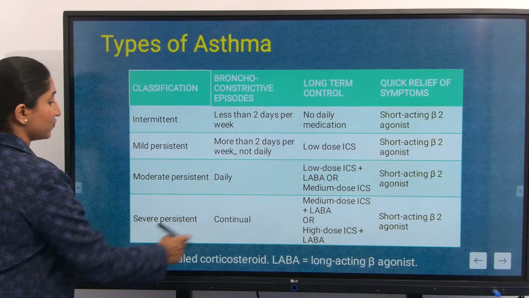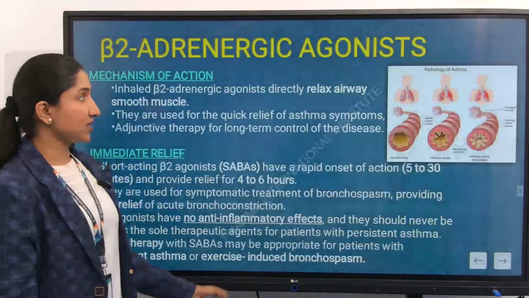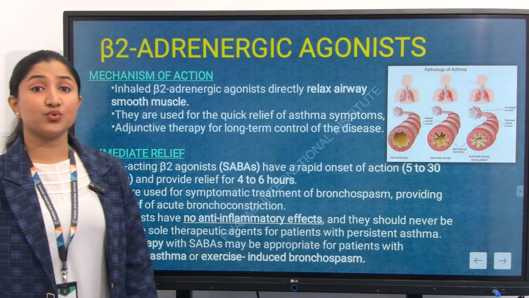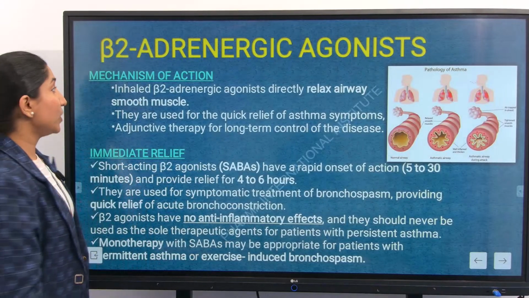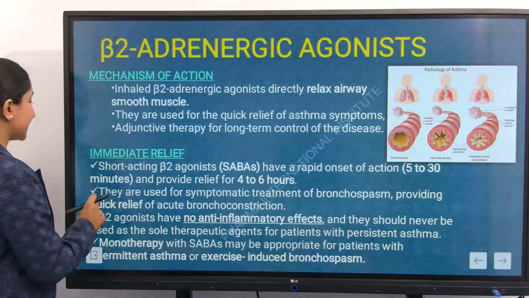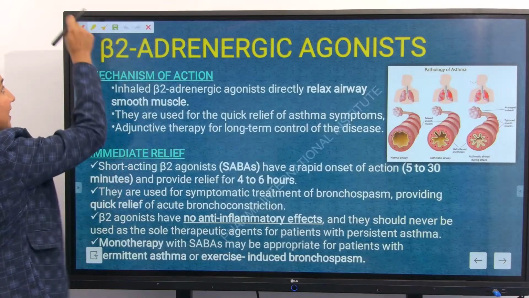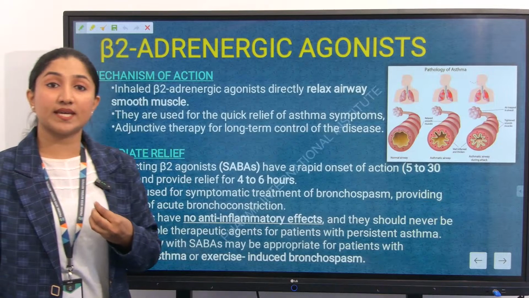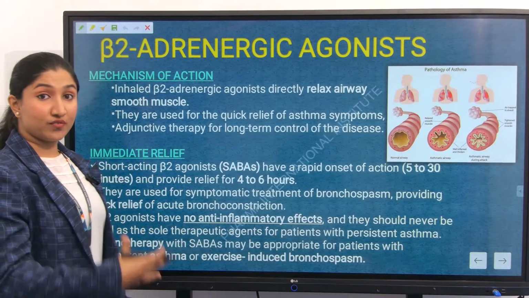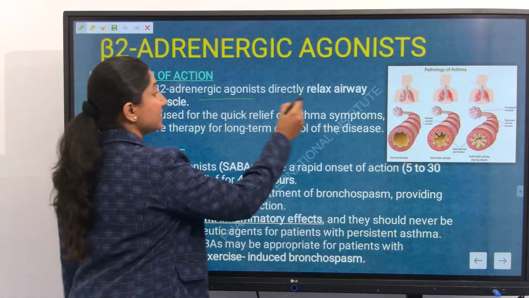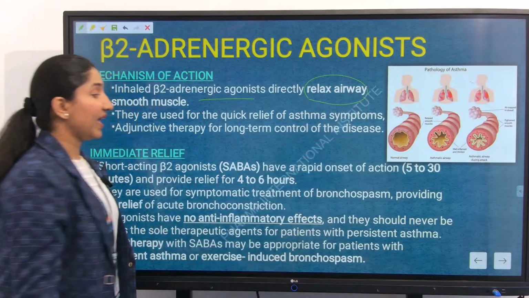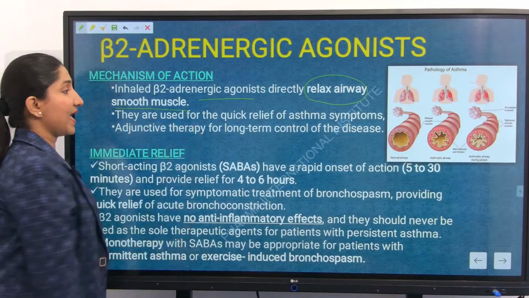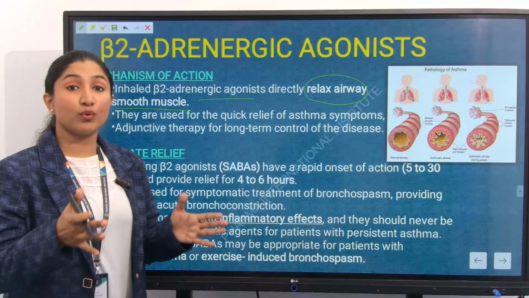Now we will see each of these drugs in detail, what these drugs are. So first class of drugs, which is the beta-2 adrenergic agonists. What these agents basically are, they are agonists at the beta-2 receptors. Now beta-2 receptors are present inside the lungs. Okay, now what is the function? These beta-2 agonists are going to relax the airway smooth muscle, and thereby they are going to cause bronchodilation.